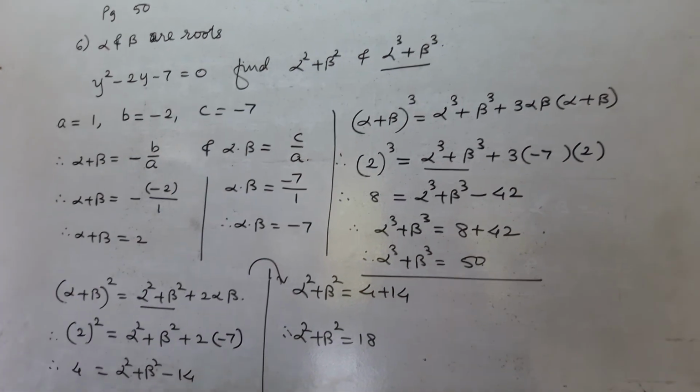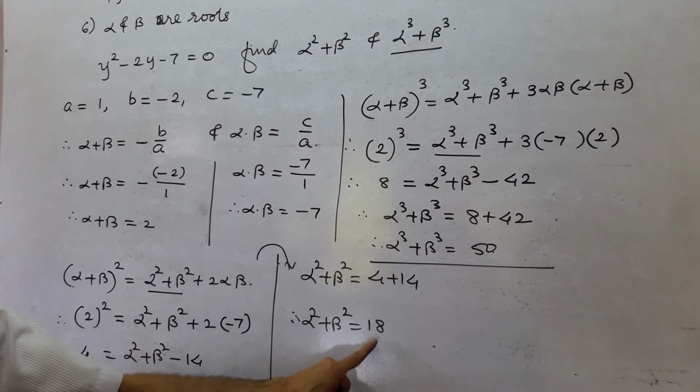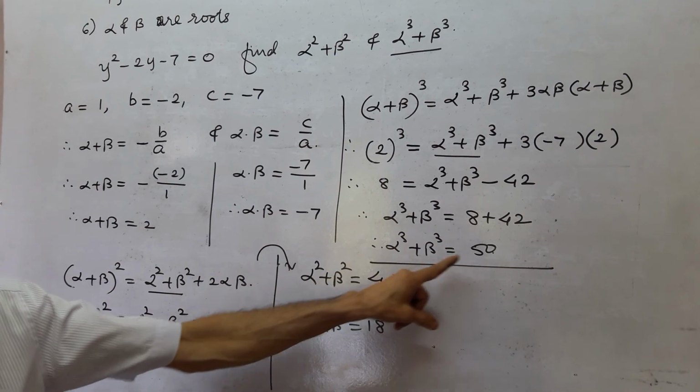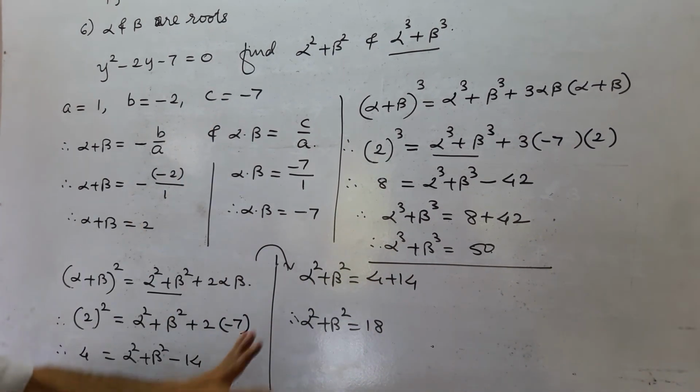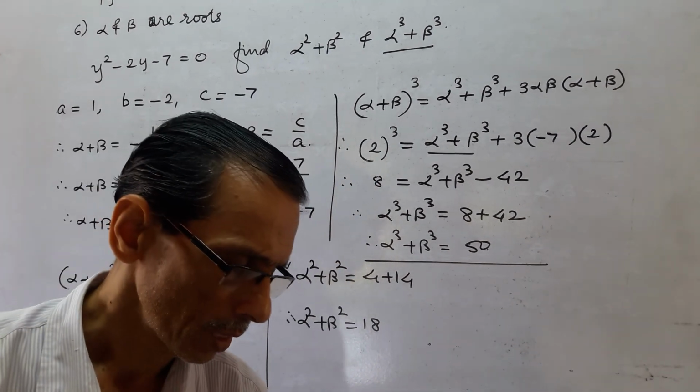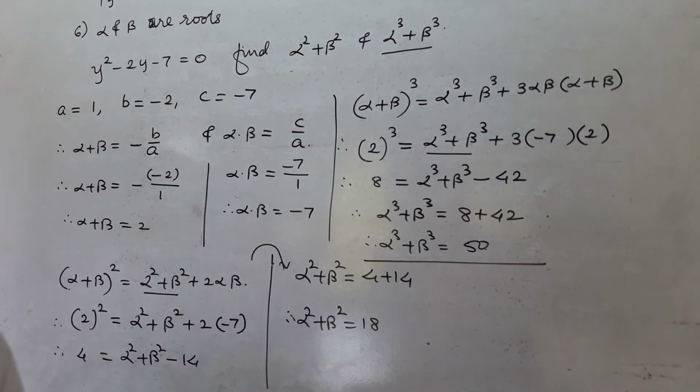So we get two values. Alpha square plus beta square is equal to 18, and alpha cube plus beta cube is equal to 50. And in this way, you find the remaining sums. So try to solve the remaining sums, and if you have any doubt, then ask me on WhatsApp. Thank you.